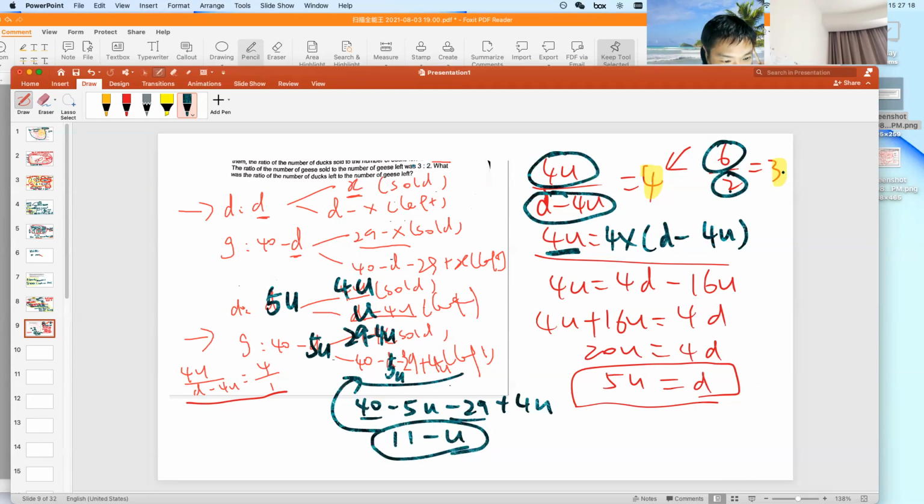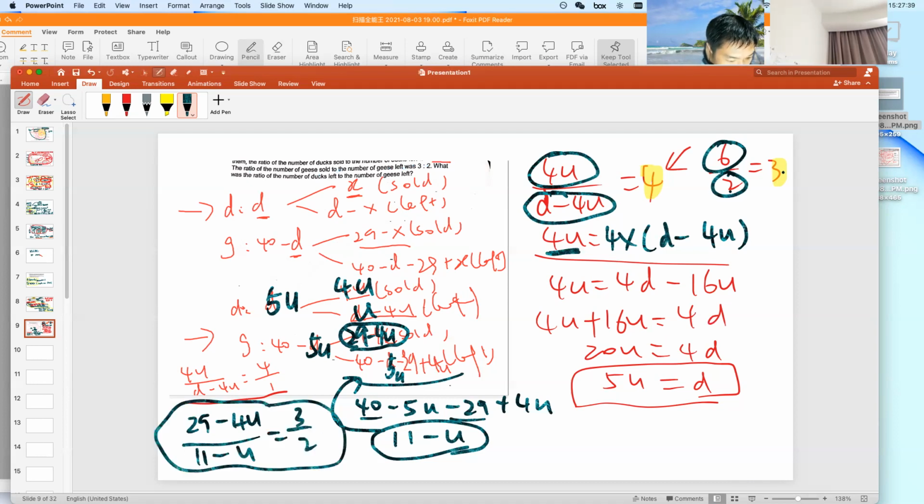So what they say, the ratio of the number of geese sold means this. So this is 29 minus 4U. Number of geese left is 11 minus U. It's actually 3 to 2. So I just continue with this one. Let me get this to the next slide.